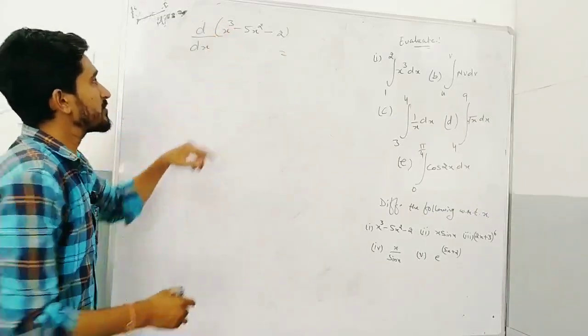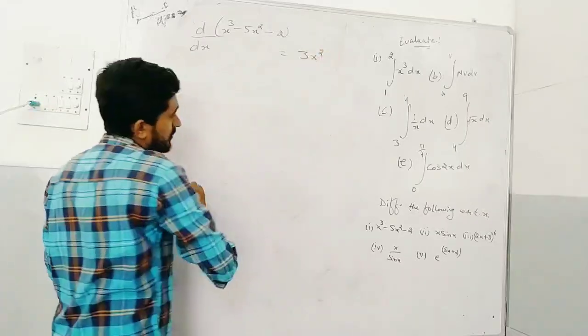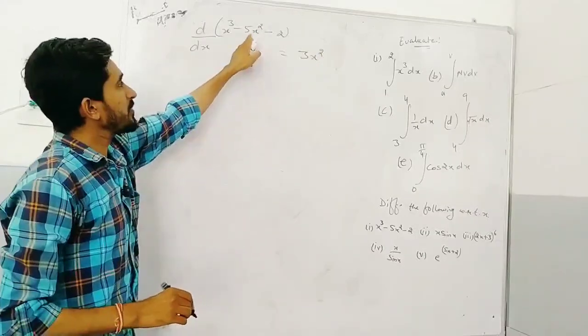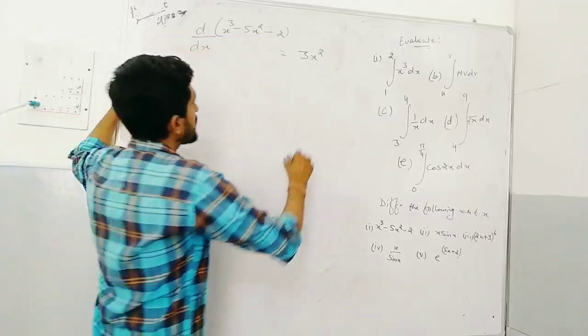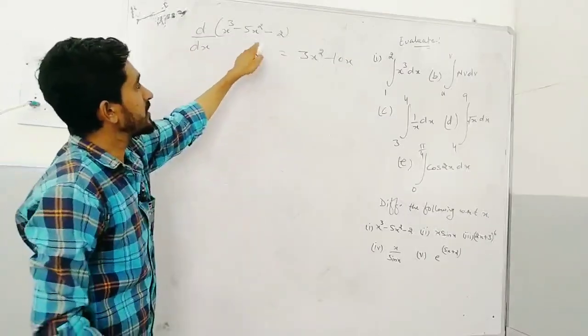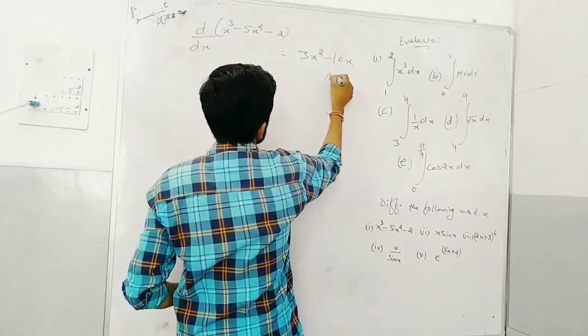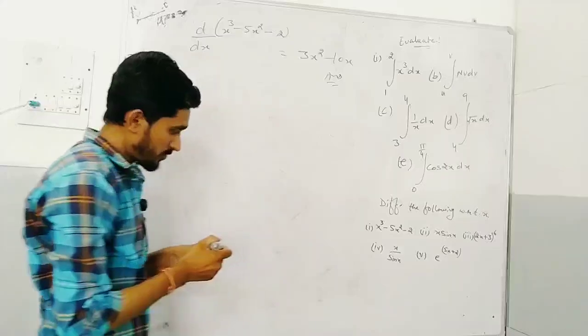The power comes in front, and power minus one, so 3x square. Then the power comes in front, and power minus one, so minus 10x. Differentiation of a constant is 0. This is my answer for the first part.